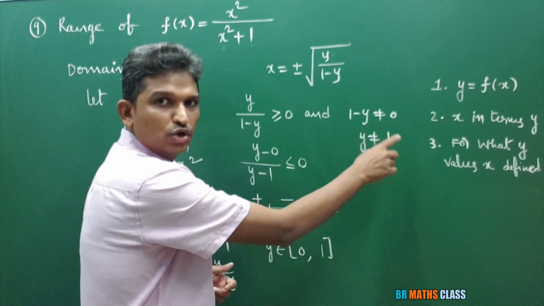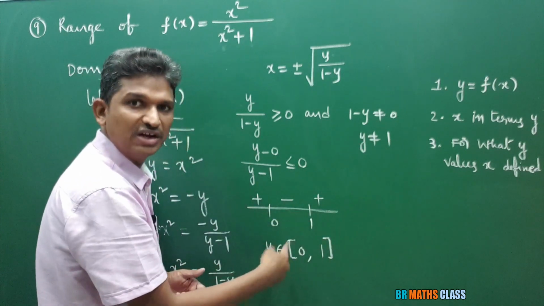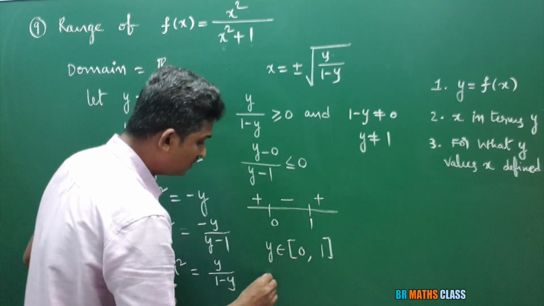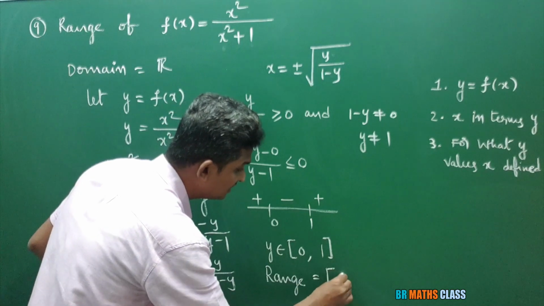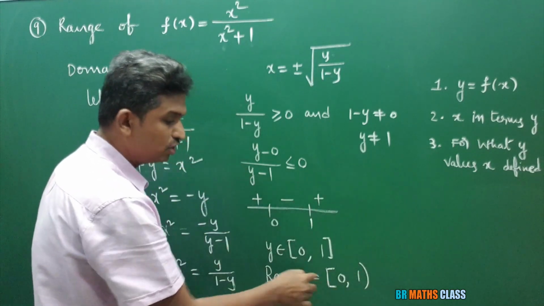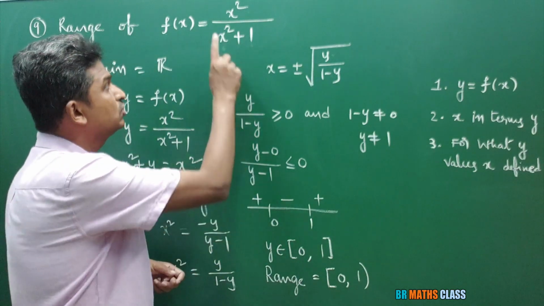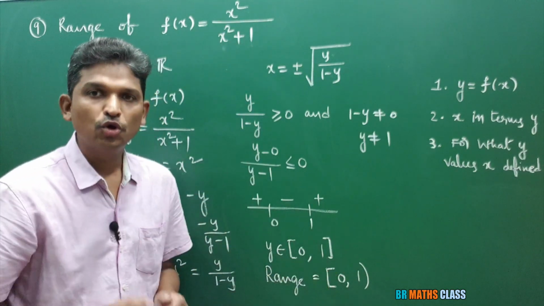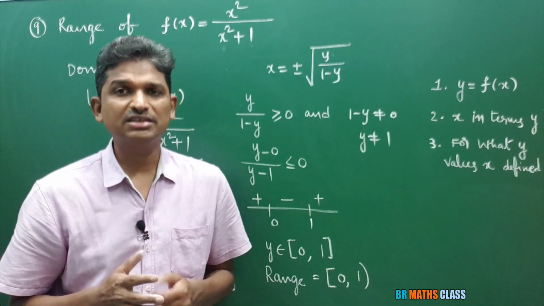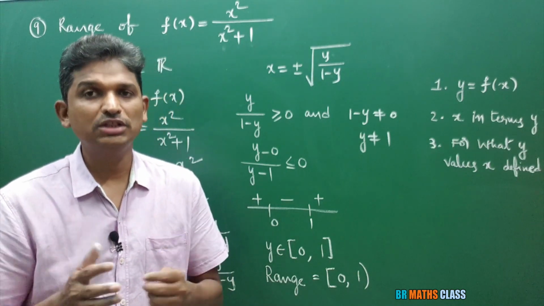Here y cannot be equal to 1. In this interval 1 is there, since it is a closed interval, so I need to remove it. So what is the range of this function? The range of this function is closed 0, open 1. 1 is not included because y cannot be equal to 1. Therefore, the range of this function is closed 0, open 1. I hope you are understanding. Try to get the pattern in which we are doing all these problems.